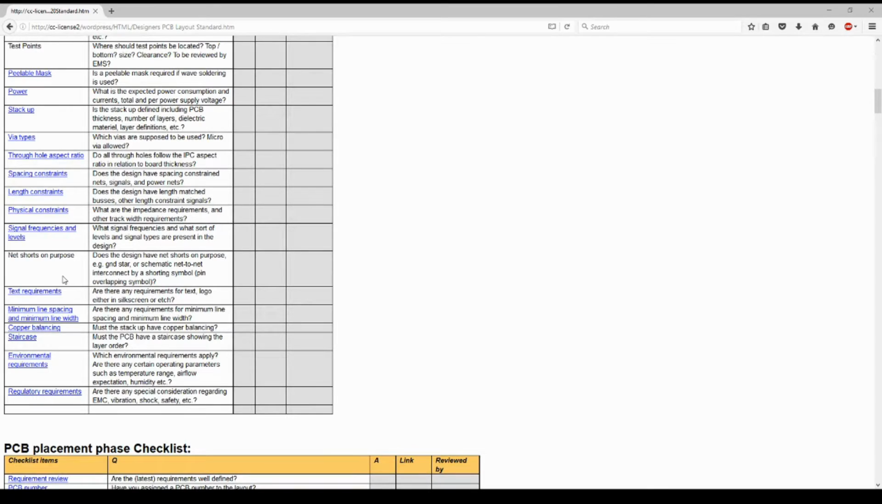Peelable mask. Peelable mask is about having a mask that will prevent soldering of some holes. So if you have wave soldering of the bottom of the board, then having the peelable mask added to some of the area will prevent this wave from attacking the board. If you have a lot of holes, say mechanical holes or mechanical holes that are electrically connected with pads, you want to cover them up so that they don't get covered with solder.